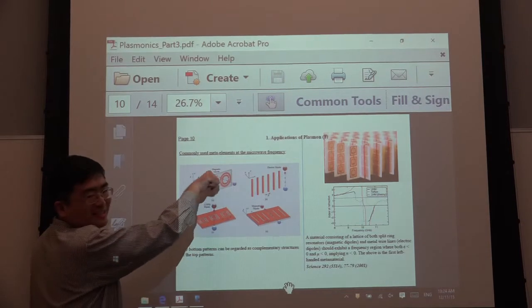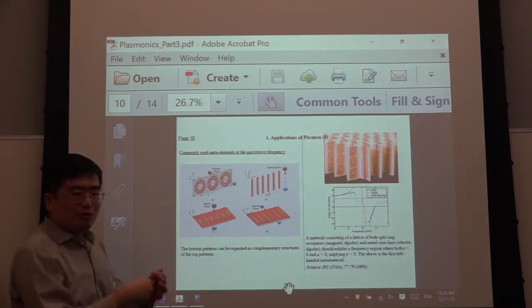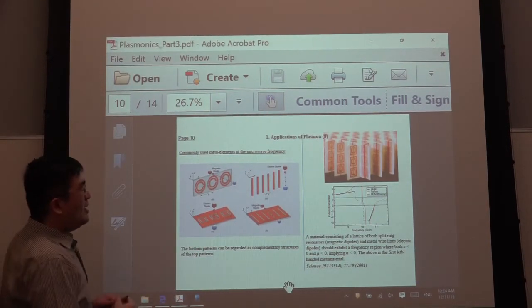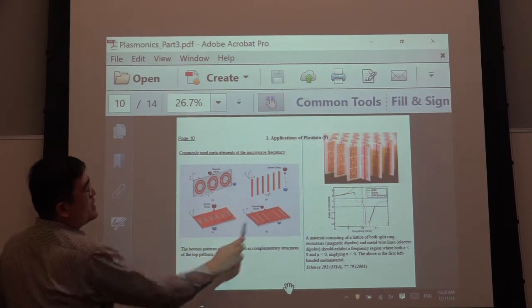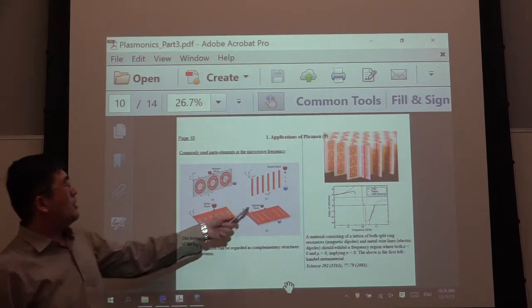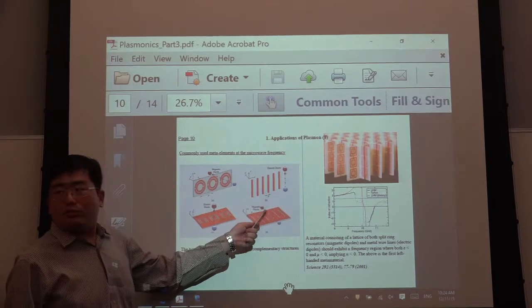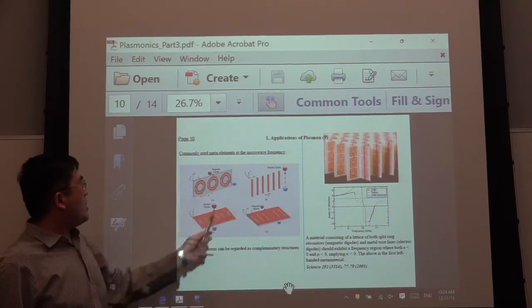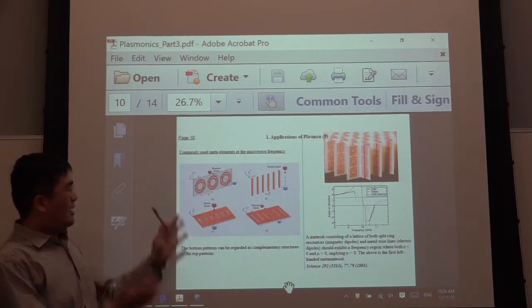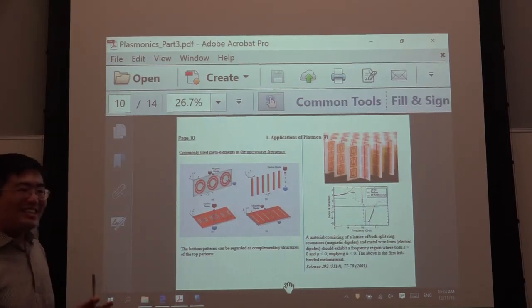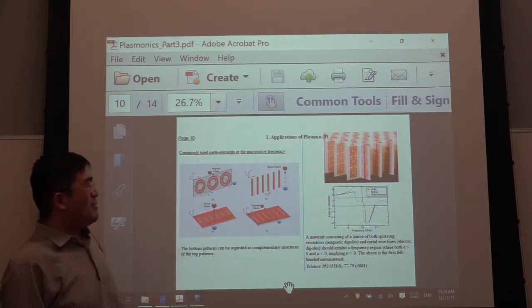A loop is like a magnetic dipole. So you can use the complementary structure according to Babinet's principle. The electric dipole can flip to the magnetic dipole, and the magnetic dipole can flip to the electric dipole. This is the fully complementary structure.